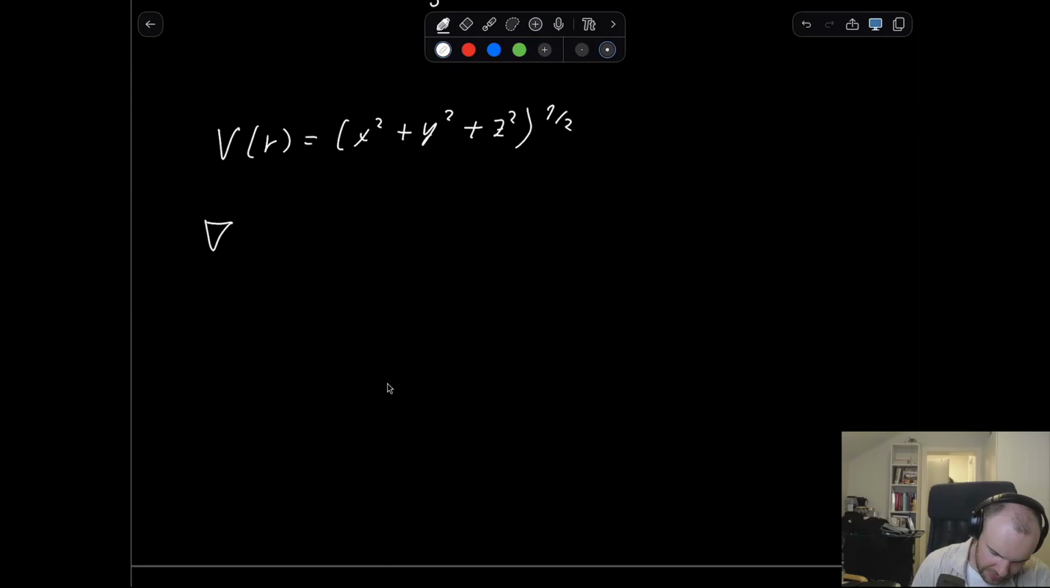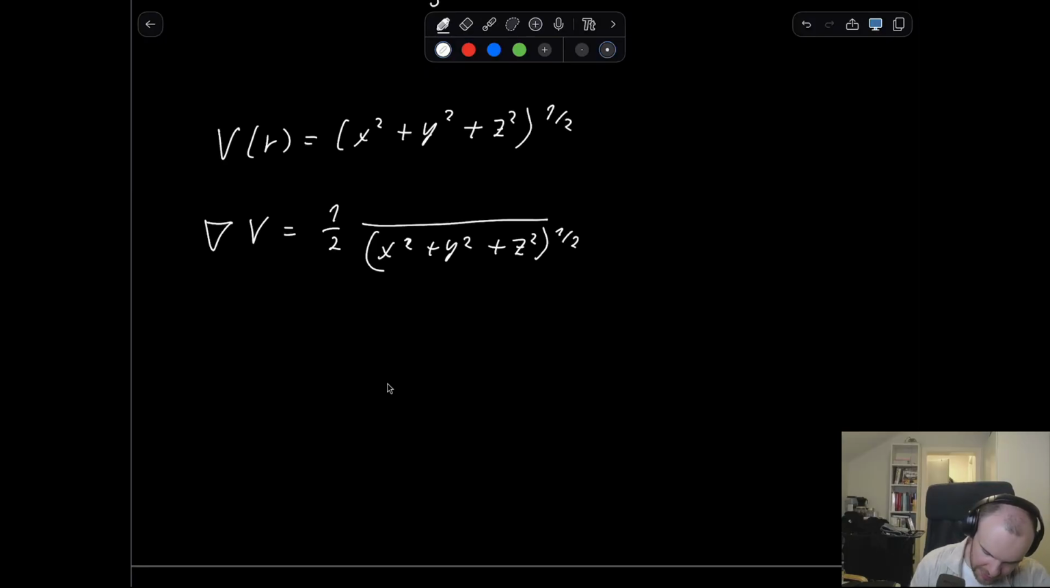So the gradient of V, what you have to do for each of the components, first 1/2 goes one below. So we have 1/2, right? And then the whole thing goes on the bottom. y squared, right? And then you open up and you just get 2x.